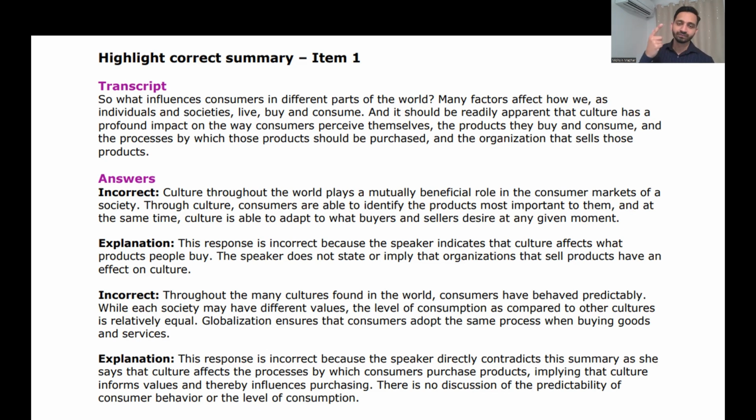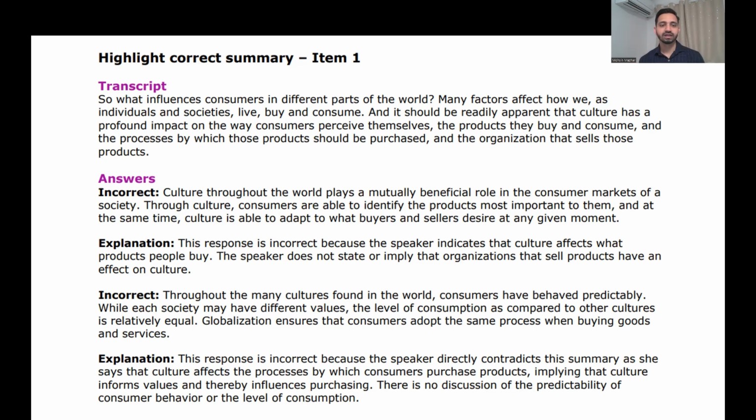So we talked about three important bits. We got culture that impacts our perception about ourselves and the products that we buy. And also the processes by which the products should be purchased and the organization that sells, right? These are the three main things that we are looking for.